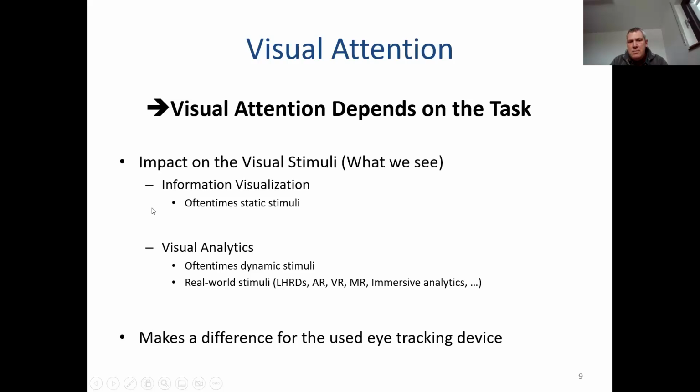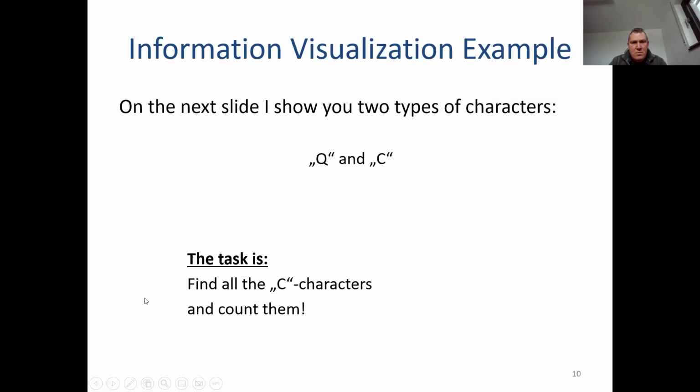So you can just use a different kind of eye tracker than if you use an advanced visual analytics system where you have dynamic stimuli, for example, or you even have real-world stimuli. For example, you stand in front of a large high-resolution display, or you use something in virtual reality. That, again, makes a difference for the eye tracking equipment, for the eye tracking devices, and also for the recorded eye movement data.